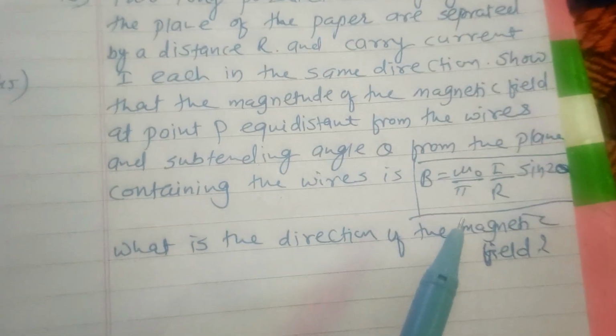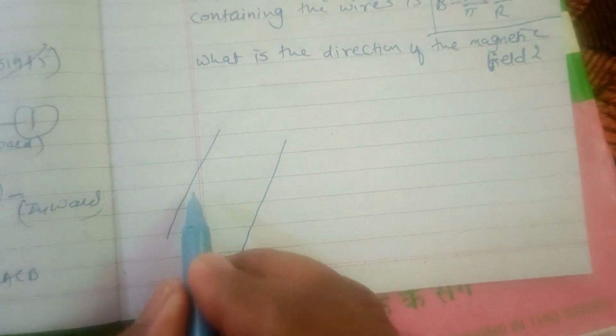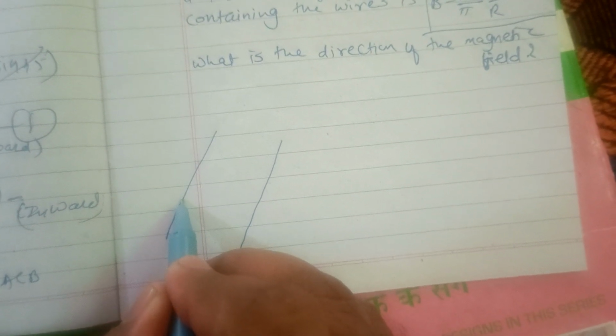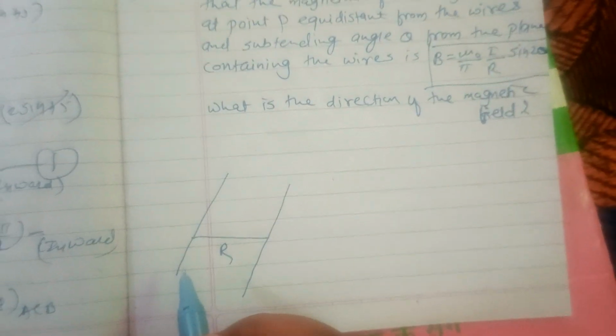Okay, so for that we will draw the diagram. Diagram is very important in this question. So here we have to show the two wires which are going inside the paper like that. Okay, so we will draw two wires like that. These wires are going inside the paper, and the distance between these two wires is given by capital R. It is given in the question.